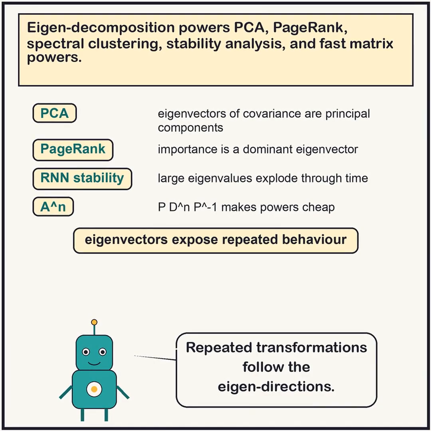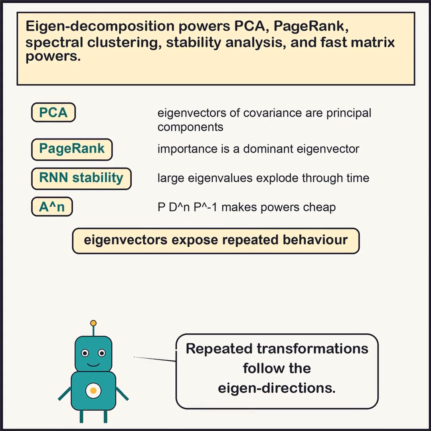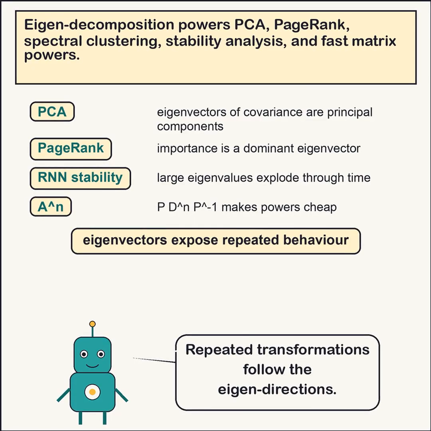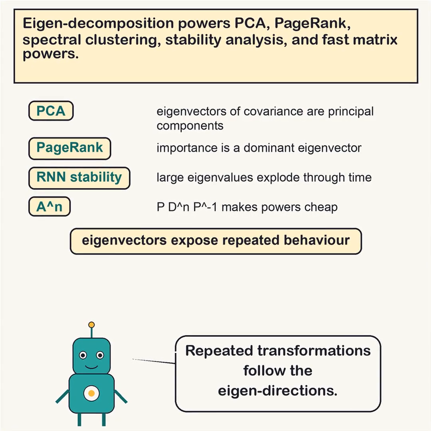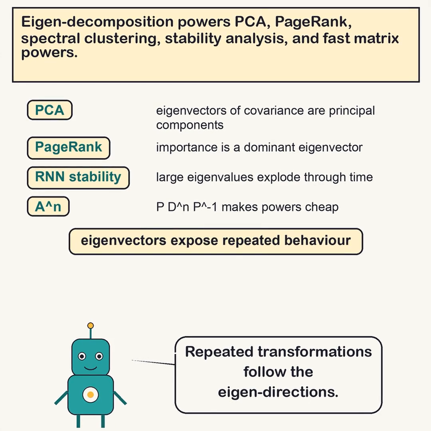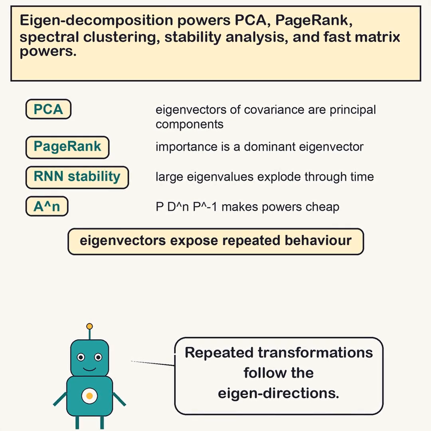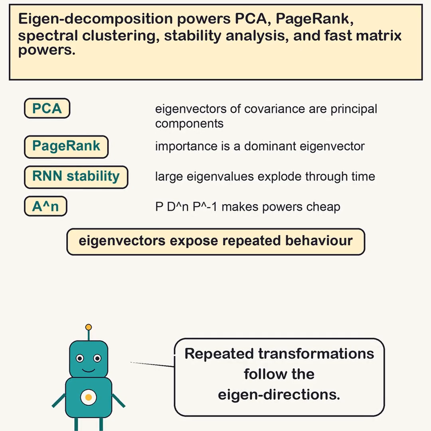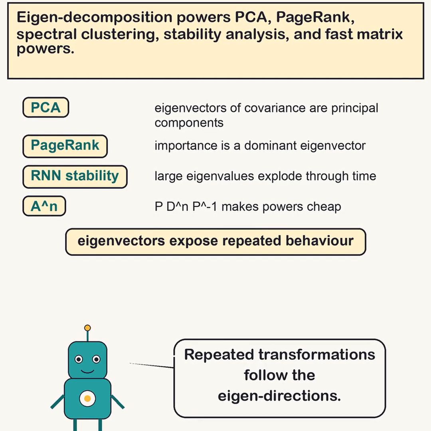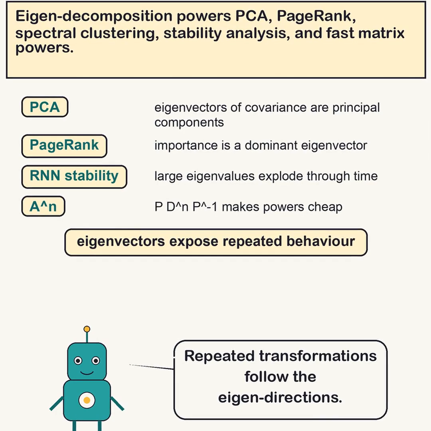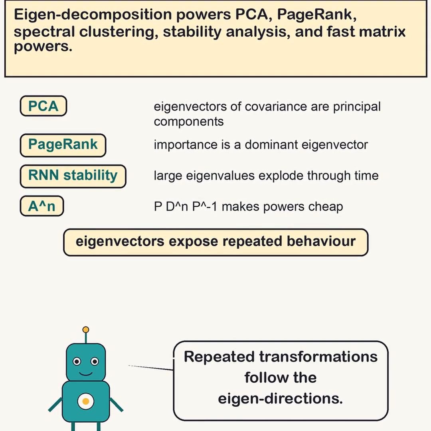Eigen decomposition underlies PCA, PageRank, spectral clustering, RNN stability analysis, and fast matrix powers. It tells you what repeated matrix action will do. Real-world analogy: eigen decomposition is like finding the natural vibration modes of a bridge before predicting how it responds.